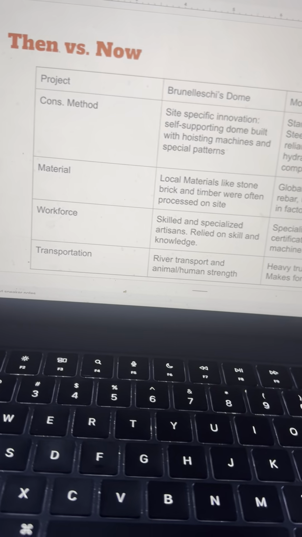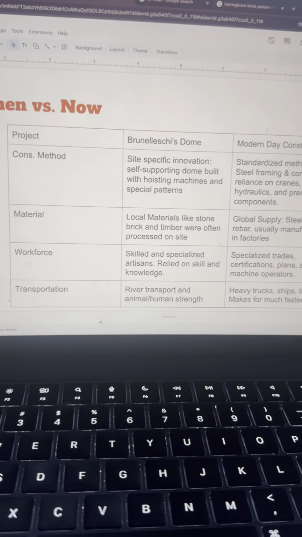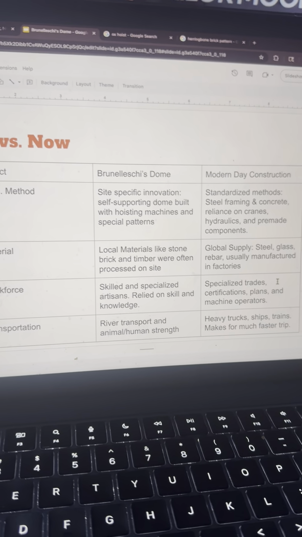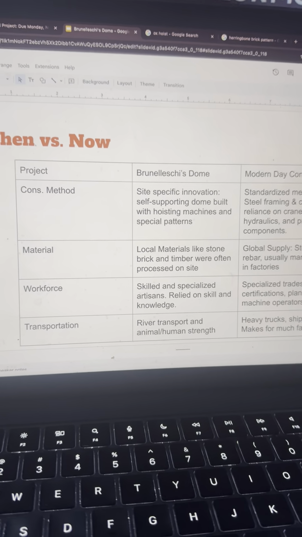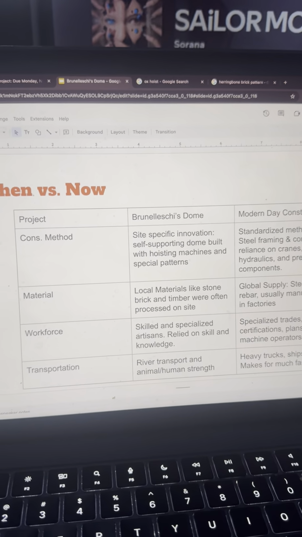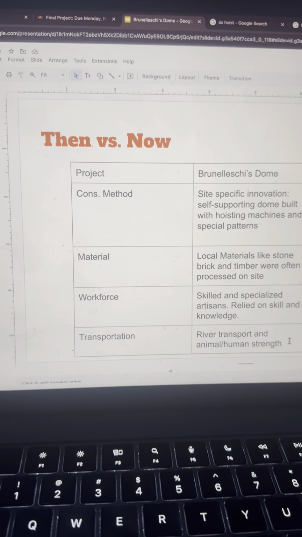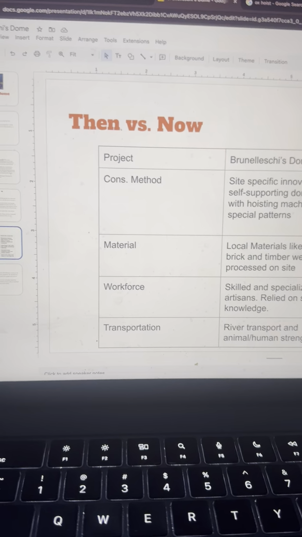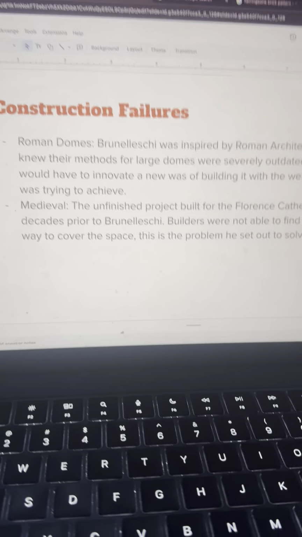Skilled and specialized artisans were used, relying on skill and knowledge, while today specialized trades, certifications, plans, and machine operators would be used. Transportation was river transport and animal and human strength, while modern day would be heavy trucks, ships, and trains, which would make for a much faster trip.